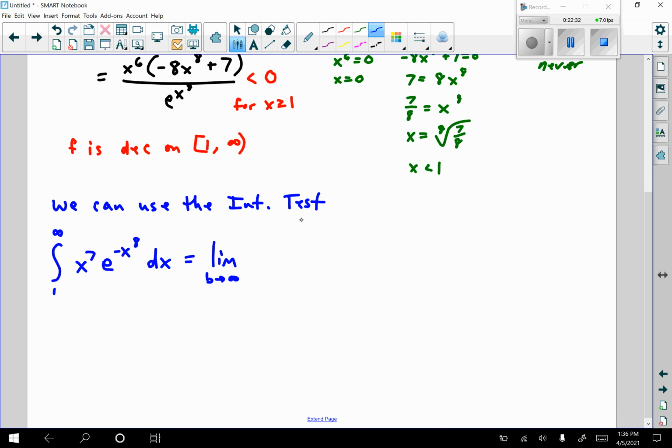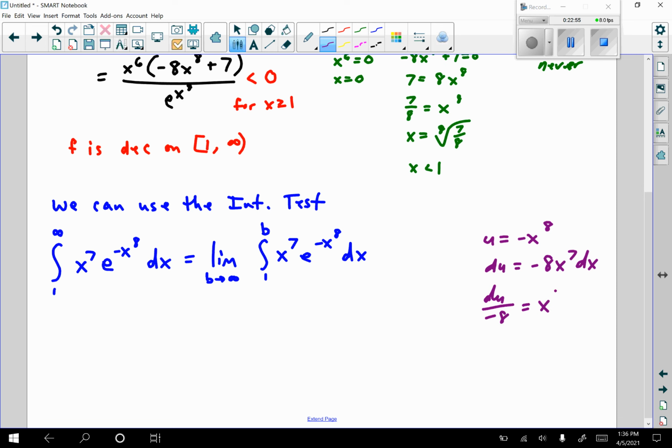It's going to be the limit as b increases without bound of the integral from 1 to b of x to the 7th e to the negative x to the 8th. So what we want to do, we want to let u just equal this exponent, negative x to the 8th. That way du is going to equal negative 8x to the 7th dx. And du over negative 8 is going to equal x to the 7th dx. And that's this part right here.